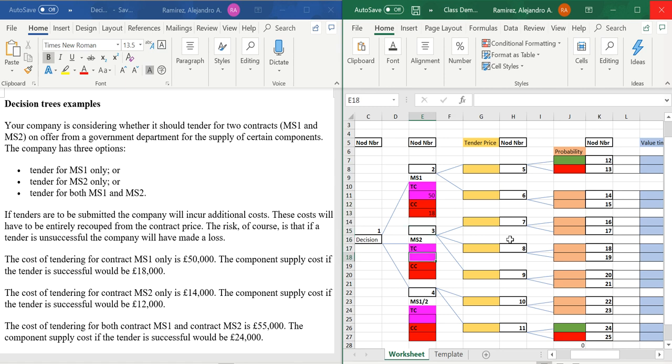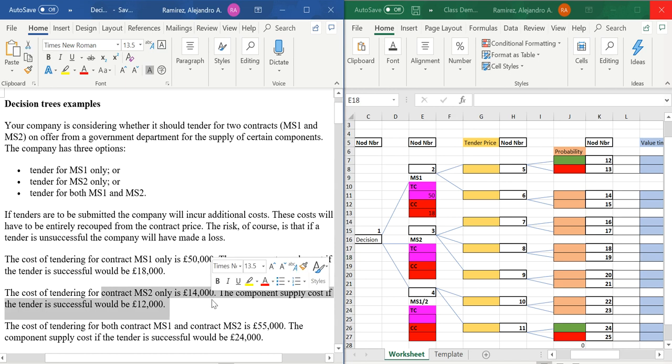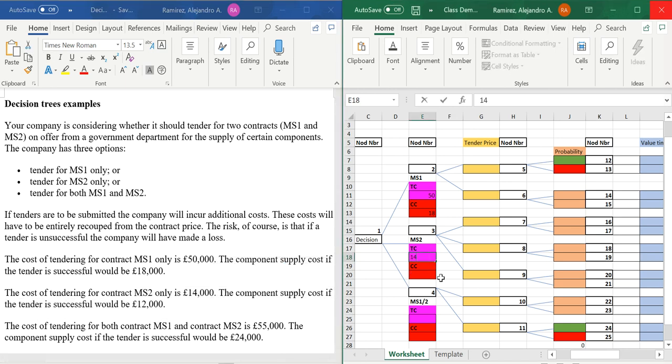So for the second one, the cost of the tendering contract is 14. So the ticket for entrance is 14, and then if I get awarded, I have to pay for the material, which is 12,000. And for the last one, the ticket to enter, or the tendering cost, is 55,000. If we get awarded this one, we have to pay 24,000.